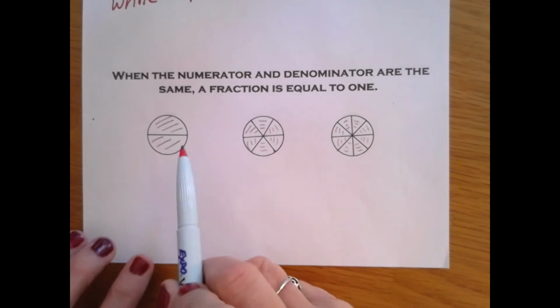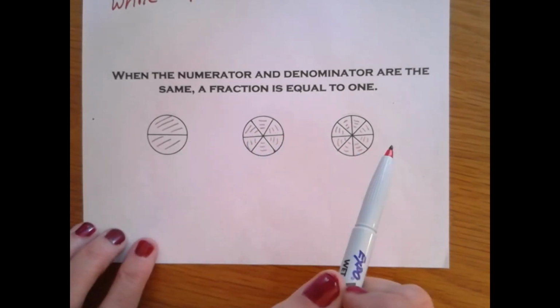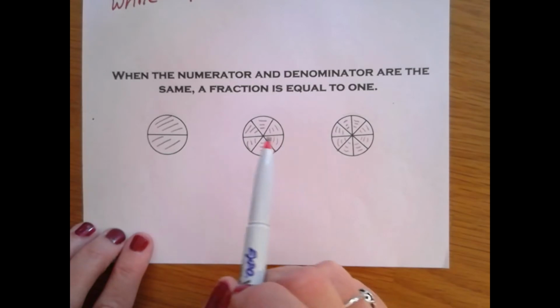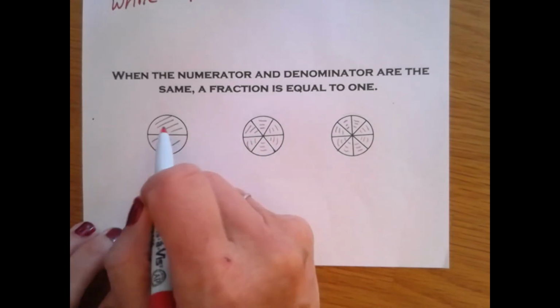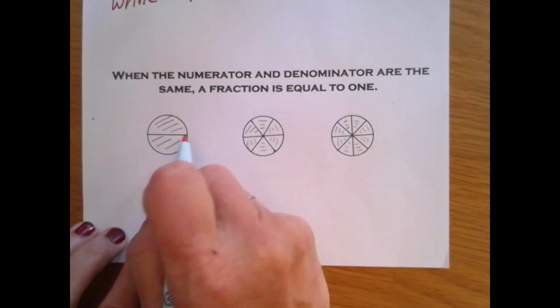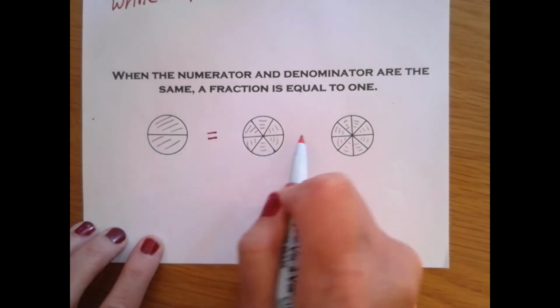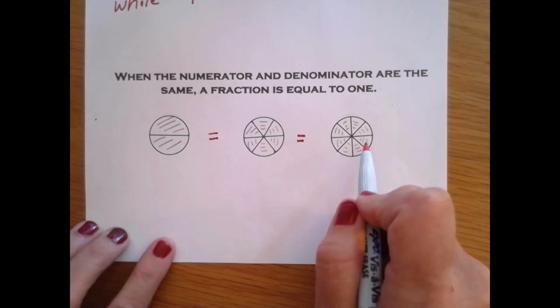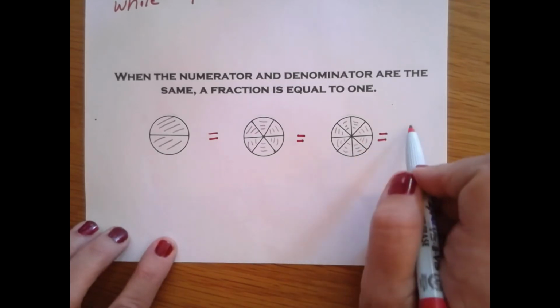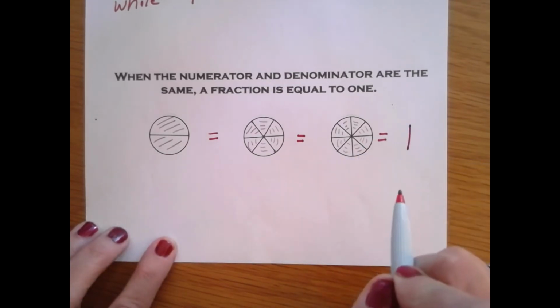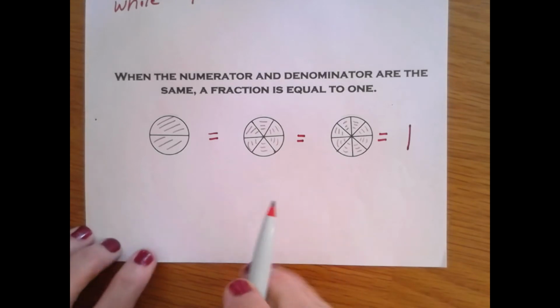In this picture, we have 3 identical circles. They're divided differently. However, all the parts are shaded. That means this shaded part is equal to the shaded parts here, is equal to the shaded parts here, which is equal to 1 whole. However, they are divided differently.